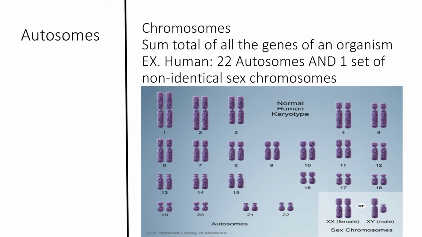Now, going back, let's take notes on this. An autosome, which I mentioned here as being the 22 that we see here, the 22 sets, they are chromosomes. It is the sum total of all the genes of that organism. For example, we know that the autosomes for humans, we have 22. And remember, I did say that we have one set of non-identical chromosomes. So in order to be a male, you would have to have an X and a Y chromosome, whereas a female would just have to have two of the same, so the X chromosome.